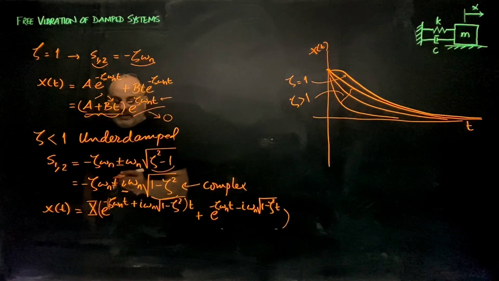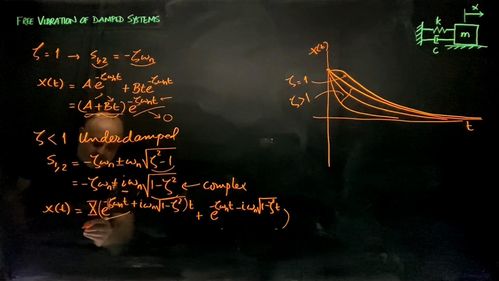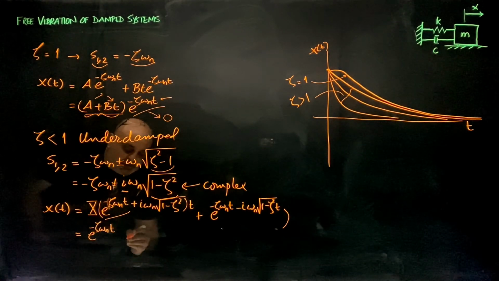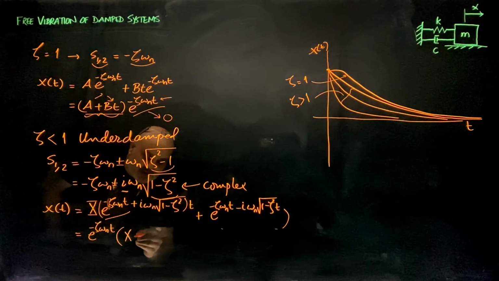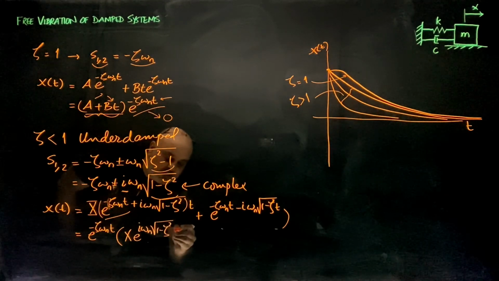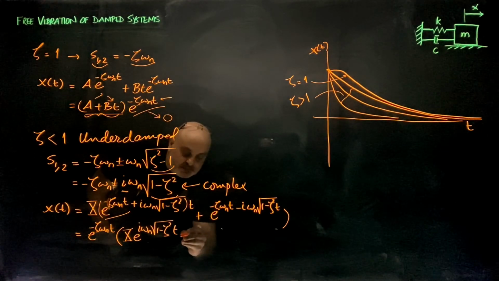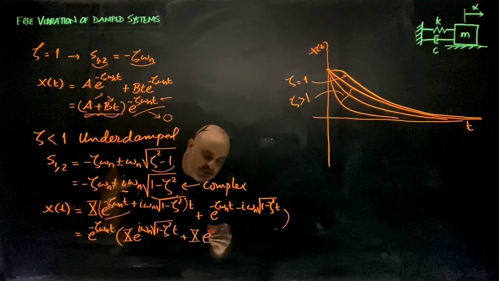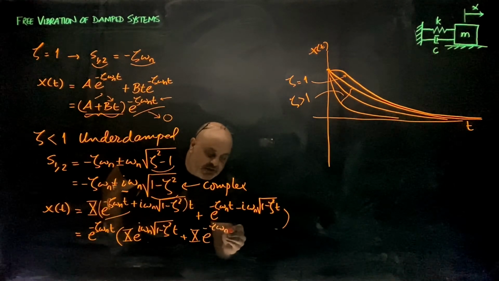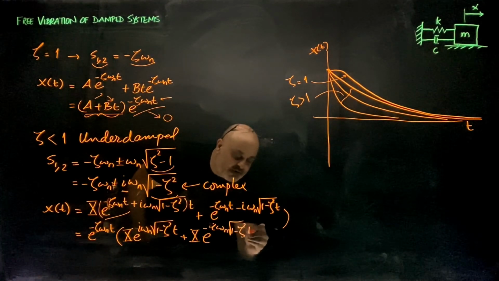Now I can take the exponential function e to the power negative zeta omega n t as a common factor: e to the negative zeta omega n t, times a e to the power i omega n square root of 1 minus zeta squared t, plus b e to the power negative i omega n square root of 1 minus zeta squared t.